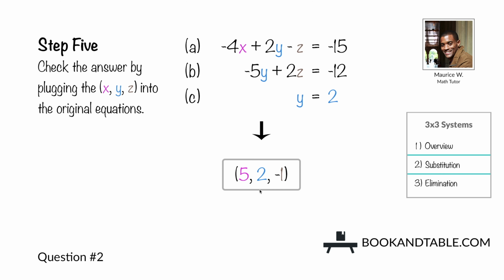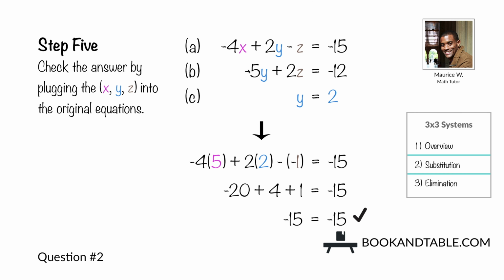And now step 5, check the answer by plugging the x, y, z, 5, 2, negative 1 into the original equations. When we do so, we get negative 4 times 5, which is negative 20, plus 2 times 2, which is positive 4, minus negative 1, which is positive 1. 4 plus 1 is 5. Negative 20 plus 5 is negative 15. So the true statement, negative 15 is equal to negative 15, confirms that x is equal to 5, y is equal to 2, and z is equal to negative 1 for equation A.